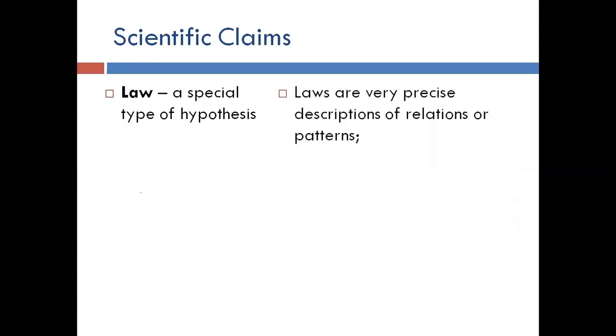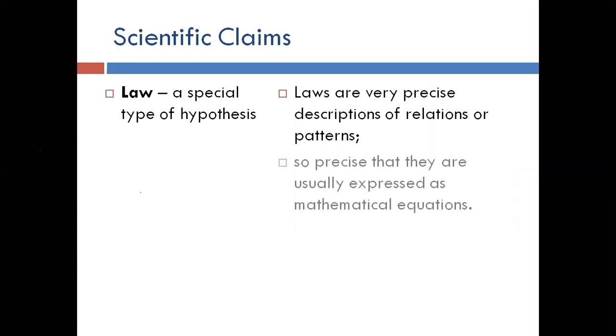Now, first we have seen what a hypothesis is and how a hypothesis works. Now here we are: the law. It's a special type of hypothesis. A law is a very precise description of relations or patterns, so precise that they are usually expressed as mathematical equations.